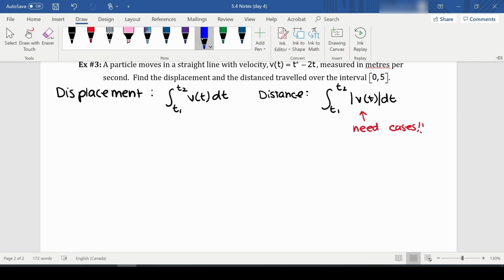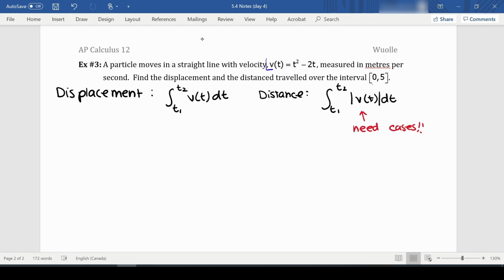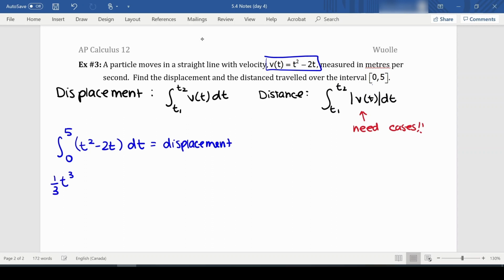All right, so it's asking us to find the displacement and the distance traveled over 0 to 5 for this velocity. If I want to find displacement, we would have the integral from 0 to 5 of t squared minus 2t with respect to time. So that's going to be 1/3 t cubed, the antiderivative of t squared, since there's no constant in front of our t squared, minus t squared, the antiderivative of negative 2t, evaluated from 0 to 5. I do not need my constant of integration here because I'm evaluating it at actual endpoints.